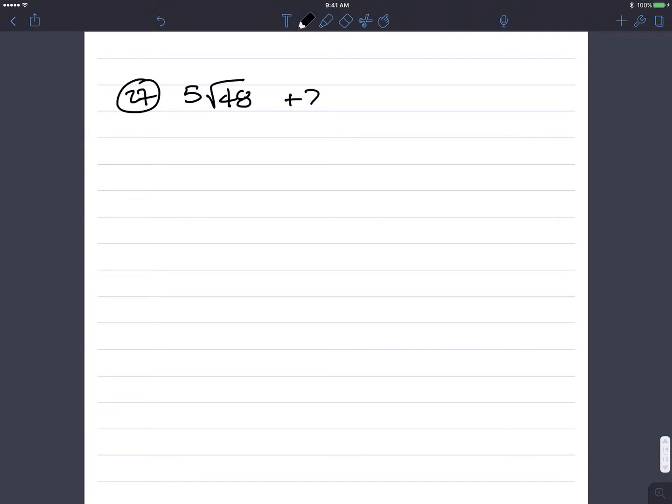Five times the square root of 48 plus 2 times the square root of 12 minus 1. So this problem has 2 radicals to simplify: square root of 48 and square root of 12. For 48, we need to find the largest perfect square that goes into 48. So go through your perfect square list, right? If you notice that 16 times 3 is 48, where 16 is the largest perfect square that goes into 48. For the 12, we have 4 times our 3.